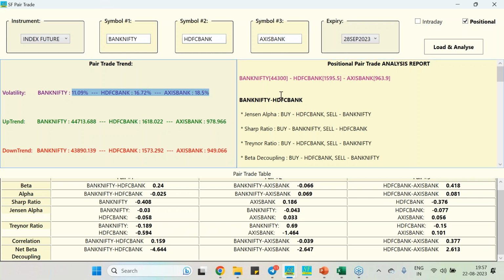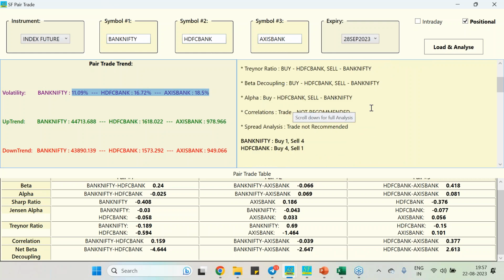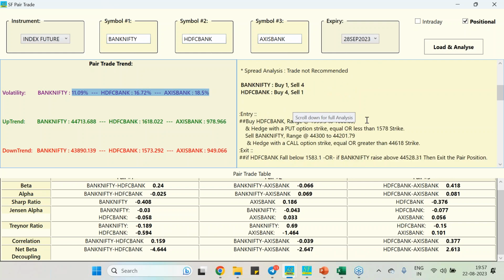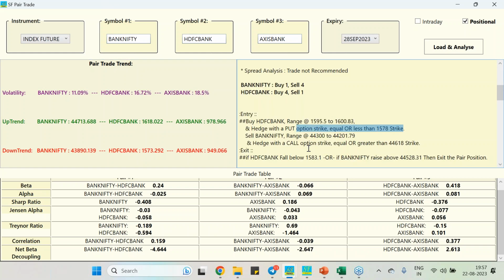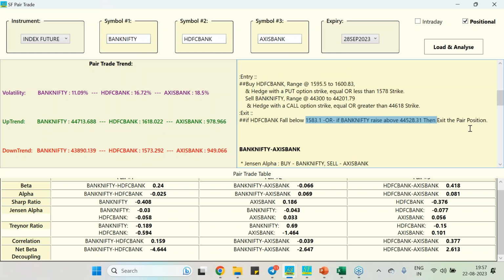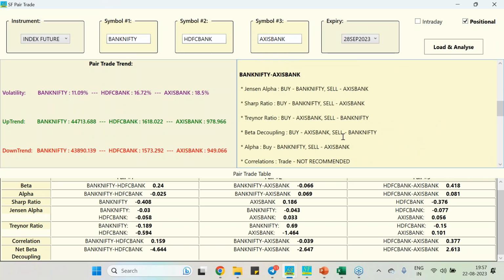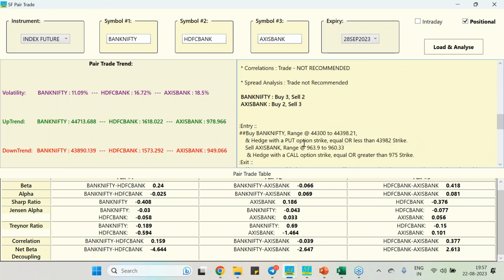It is superior. Once you go for this study, it says for Bank Nifty one study suggests buy and four studies suggest sell, and for HDFC four studies suggest buy and one suggests sell. What it is telling here is: buy HDFC Bank in this range and hedge it with one put option of that strike. Bank Nifty you also sell and hedge it with a call option at this strike. You can change the strike of your choice, and exit the trade if it happens. The complete analysis is given.